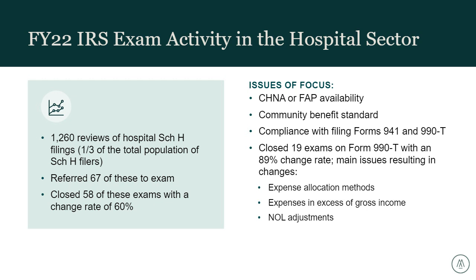Issues of focus: community benefits standard, compliance with filing forms 941 and 990T. They closed 19 exams on Form 990T with an 89% change rate, which was pretty high. And the main issues we continue to see are expense allocation methods and expenses in excess of gross income, as well as the net operating loss adjustments.